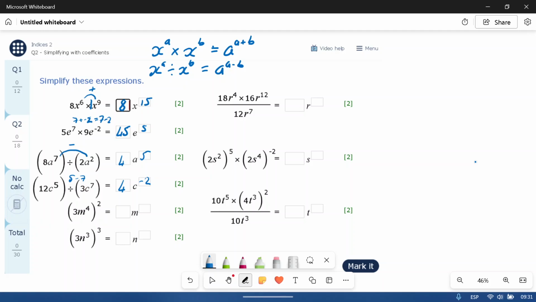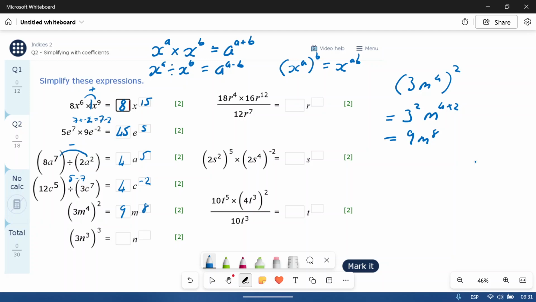Okay, next one. Remember the next rule of indices. If we have a power to a power, we multiply them together. But an important thing to remember here is, we have 3m to the power of 4, all squared. Everything in the bracket is being squared. That means you need to square the 3, and we have a power to a power, so we need to multiply it together. So 3 squared, 3 times 3 is 9, and 4 times 2 is 8. So this will be 9 to the power of 8.